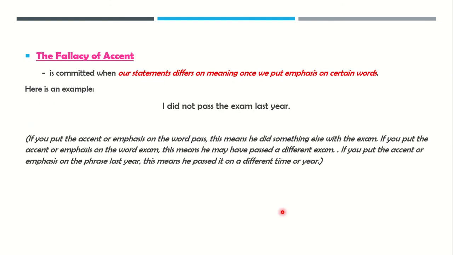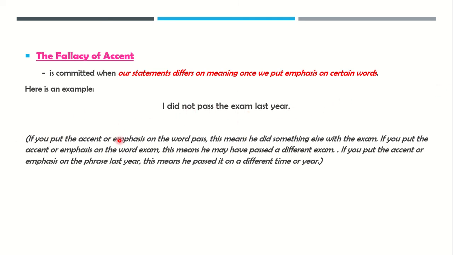Okay, last one. The fallacy of accent. An accent is a stress placed upon a word in a sentence or syllable. So the fallacy of accent is committed when our statements differ in meaning once we put emphasis on certain words. Here is an example. I did not pass the exam last year.